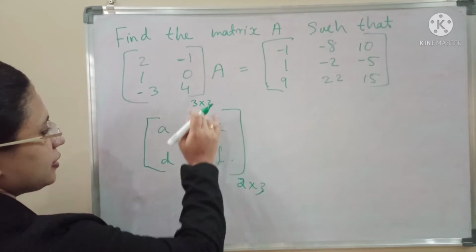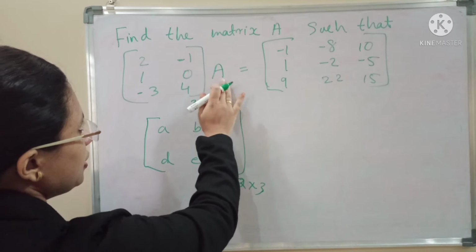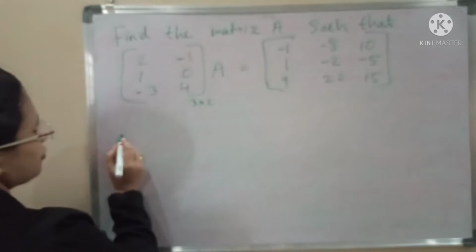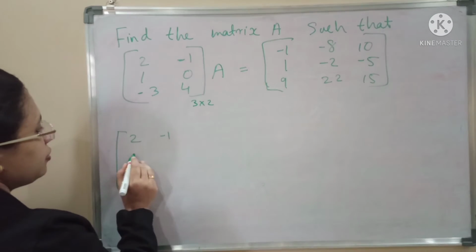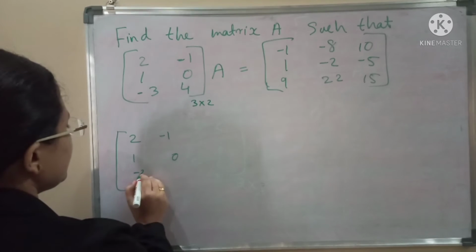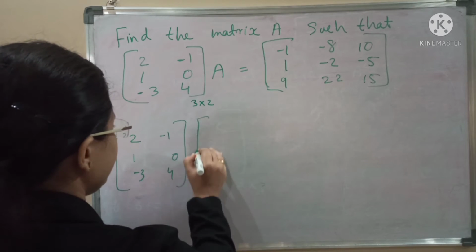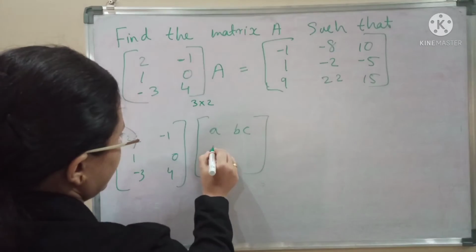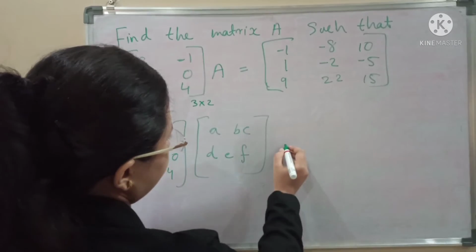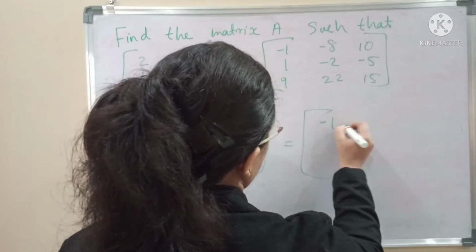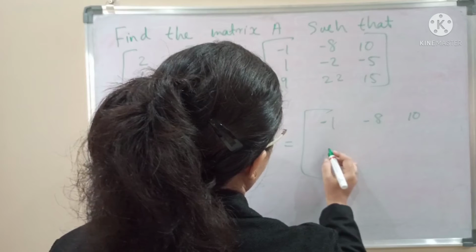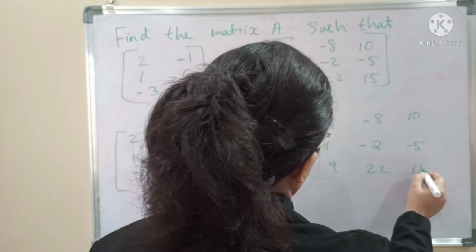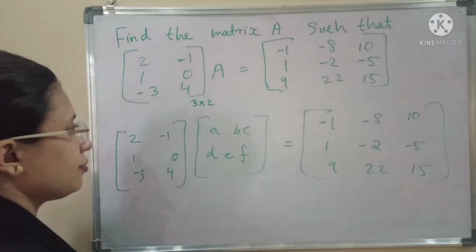So I can substitute these variables in place of A. 2, minus 1, 1, 0, minus 3, 4, into A, B, C, D, E, F. So our answer is this one: minus 1, minus 8, 10, 1, minus 2, minus 5, 9, 22, 15.